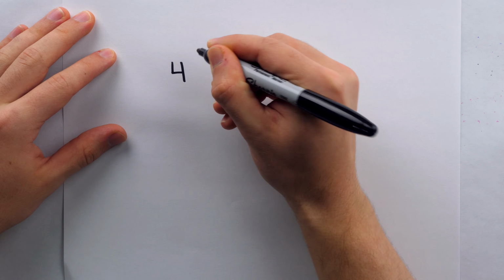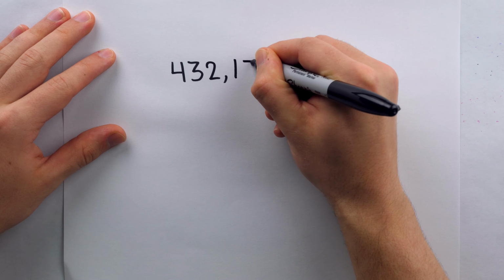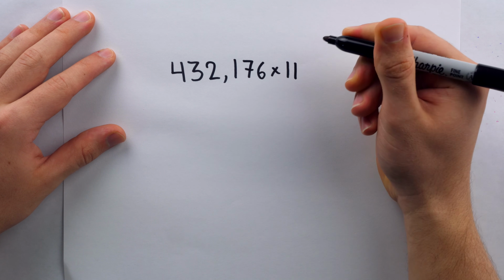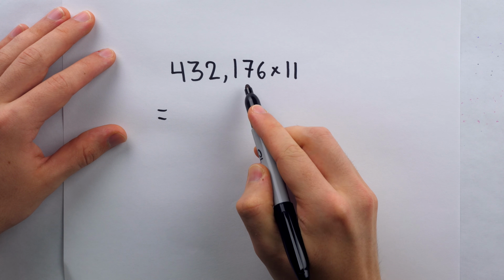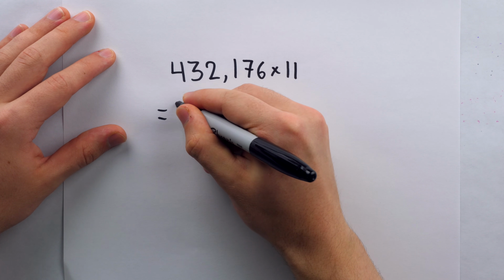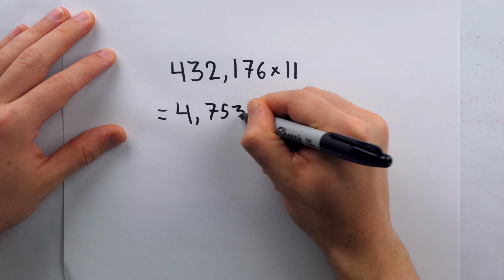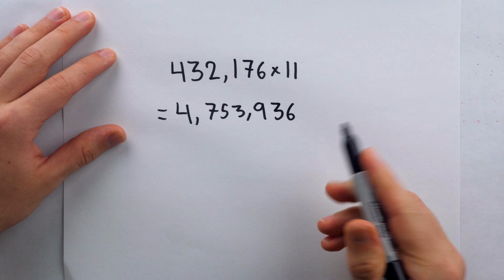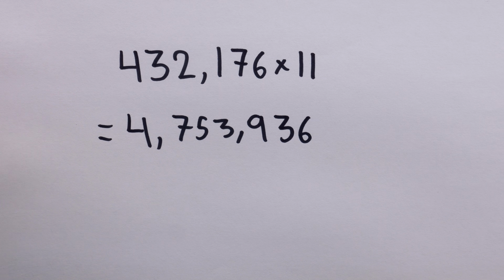When you understand this trick for multiplying numbers by 11, you can multiply a number by 11 as fast or faster than you could even write the answer. For example, 432,176 times 11 is 4,753,936, and I just did the computation while writing the answer. That's how powerful this trick is. Let me tell you about it.